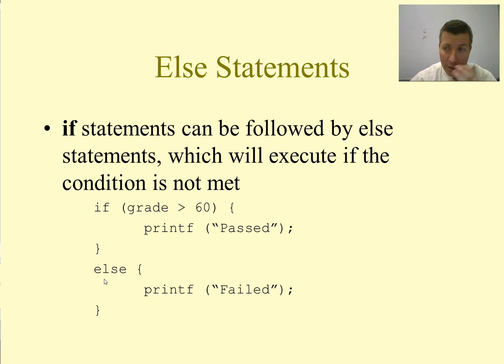I close my curly brace, and then I have another keyword, else. When I type else, it's going to turn blue. It's going to be a keyword. It's one of the reserved words that we have in C. I then do not have a condition after else because else is my catch-all. It is going to catch anything that was not evaluated to true from my if statement.